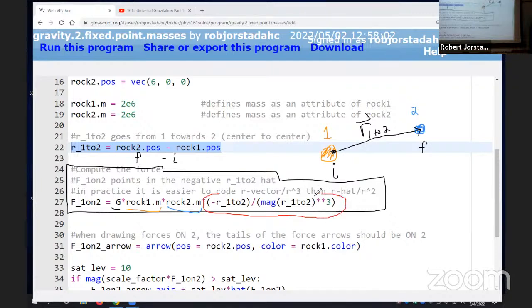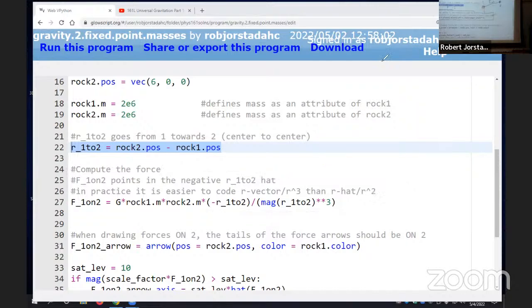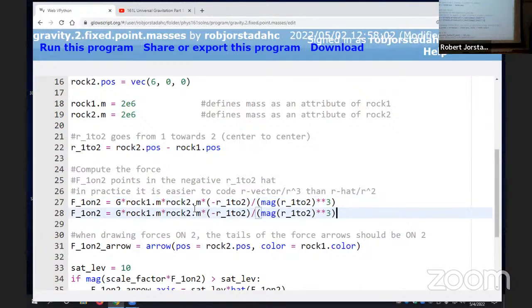I use the R vector over the magnitude cubed. So if I could clear that last line, I'm basically reading this sentence here. In the code, it's easier to use R vector over R cubed instead of R hat over R squared. That said, you could actually do the same exact code this way. This would give me the same force.